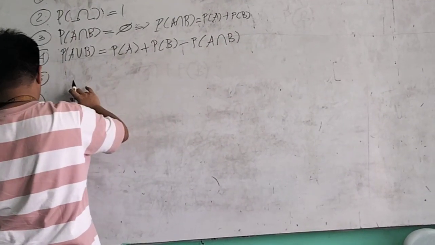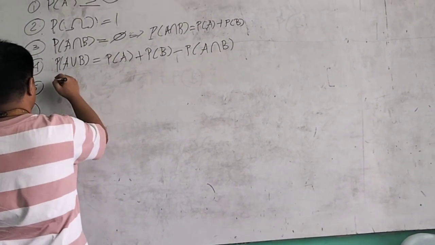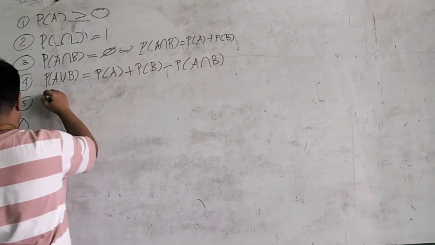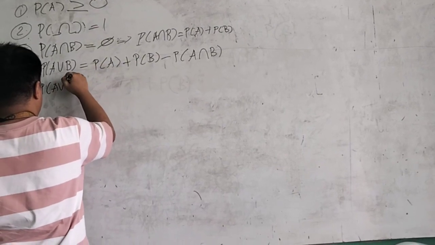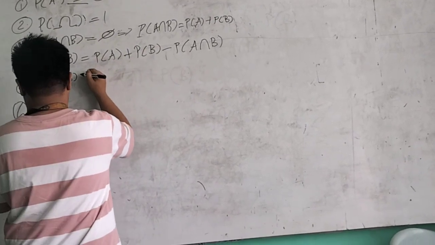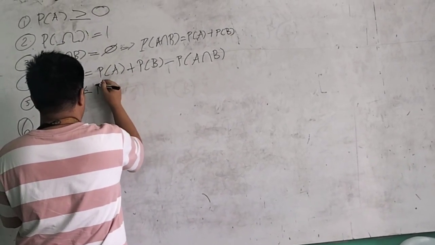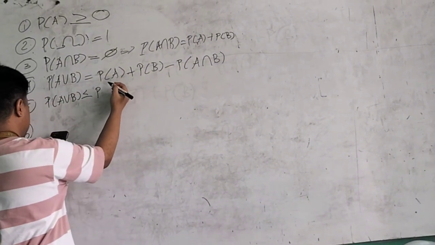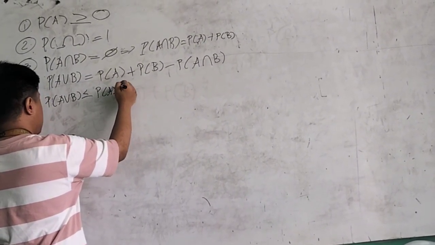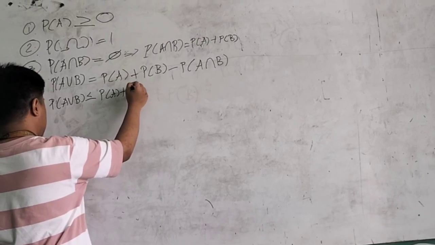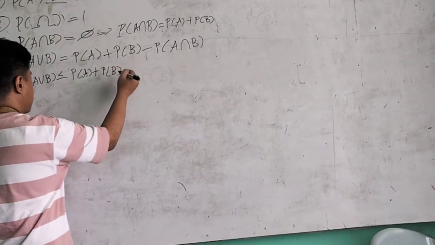The probability of A union B is less than or equal to the probability of A plus the probability of B. This is known as the subadditivity rule. It states that the probability of either A or B occurring is at most the sum of their individual probabilities. The equality holds if A and B are disjoint.